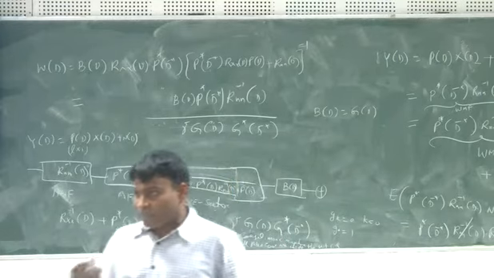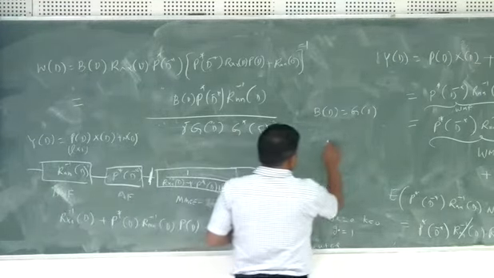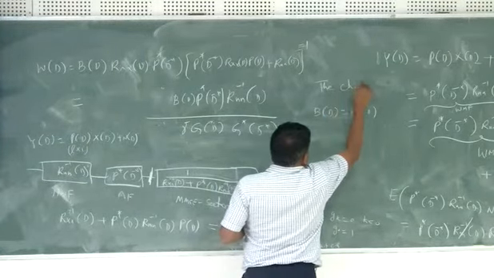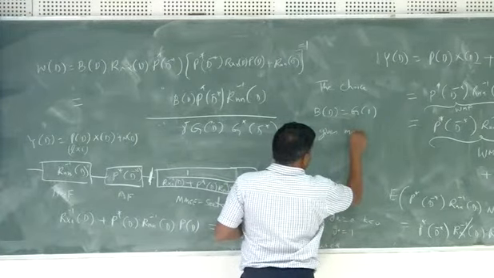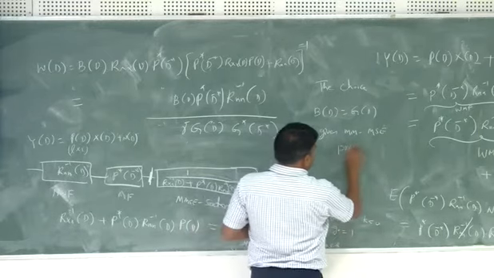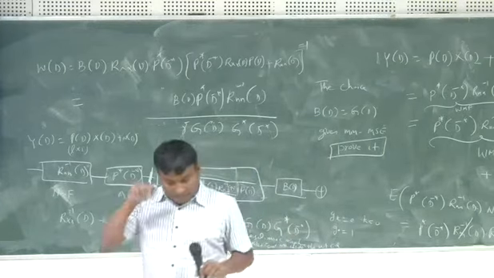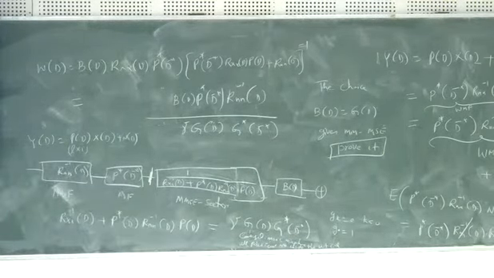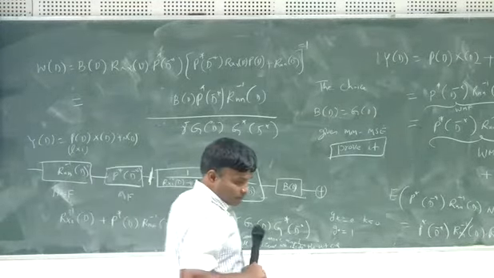If you choose B of D equal to G of D, that choice gives the minimum MSE. Well, you'll have to prove it. Maybe I'll give it as an exercise. Write the expressions for the minimum mean square error, then plug in and show that this choice minimizes the mean square error.